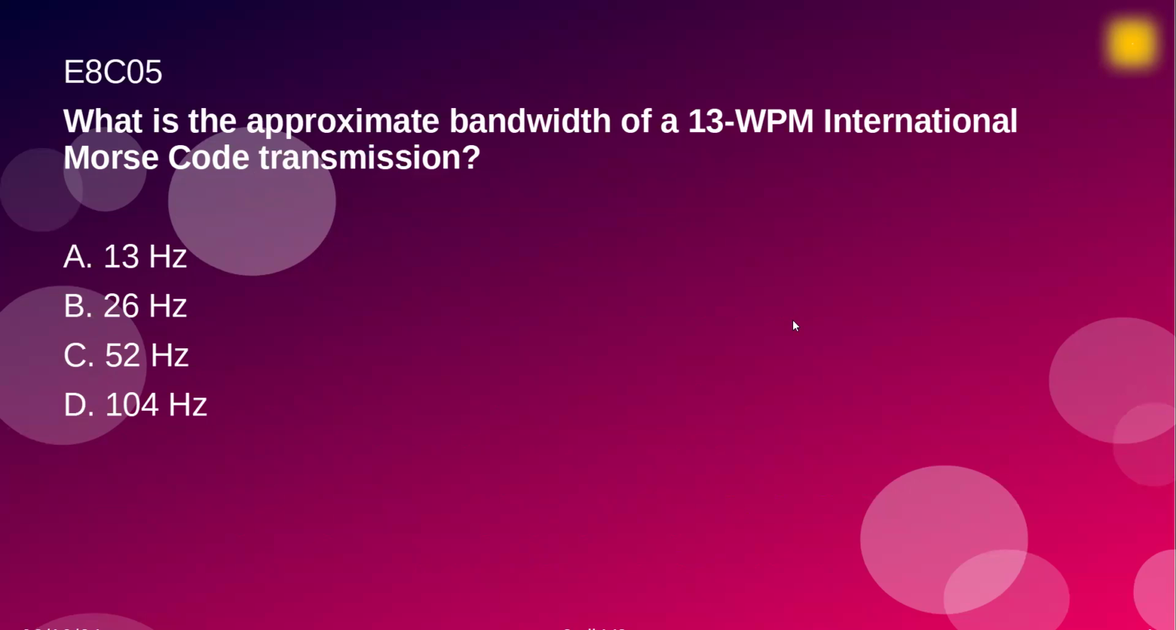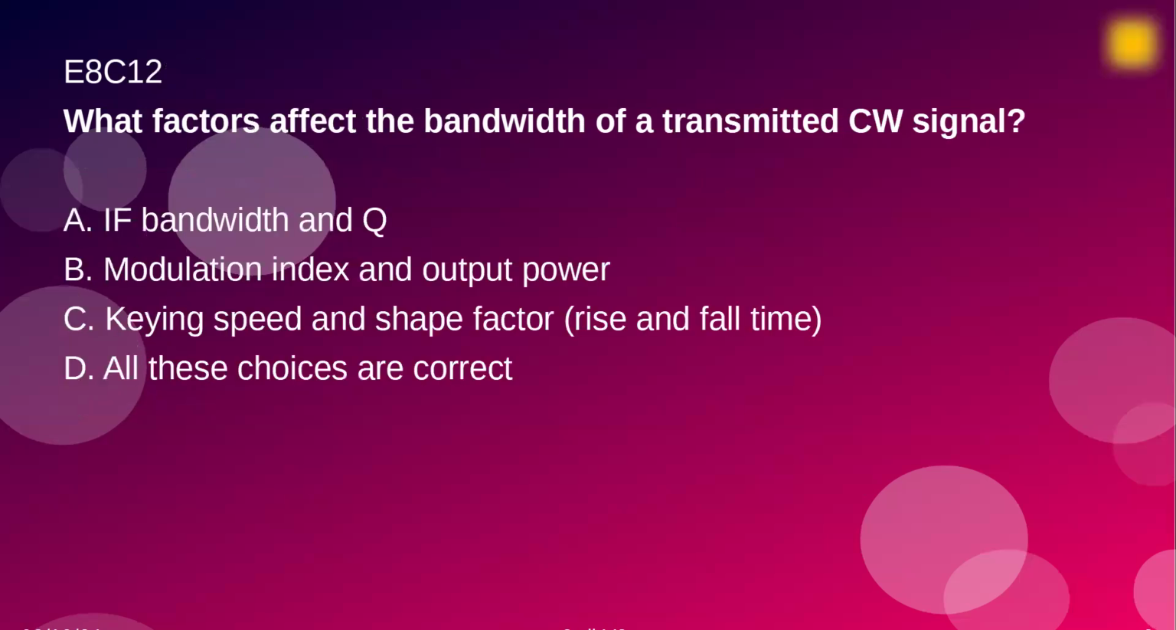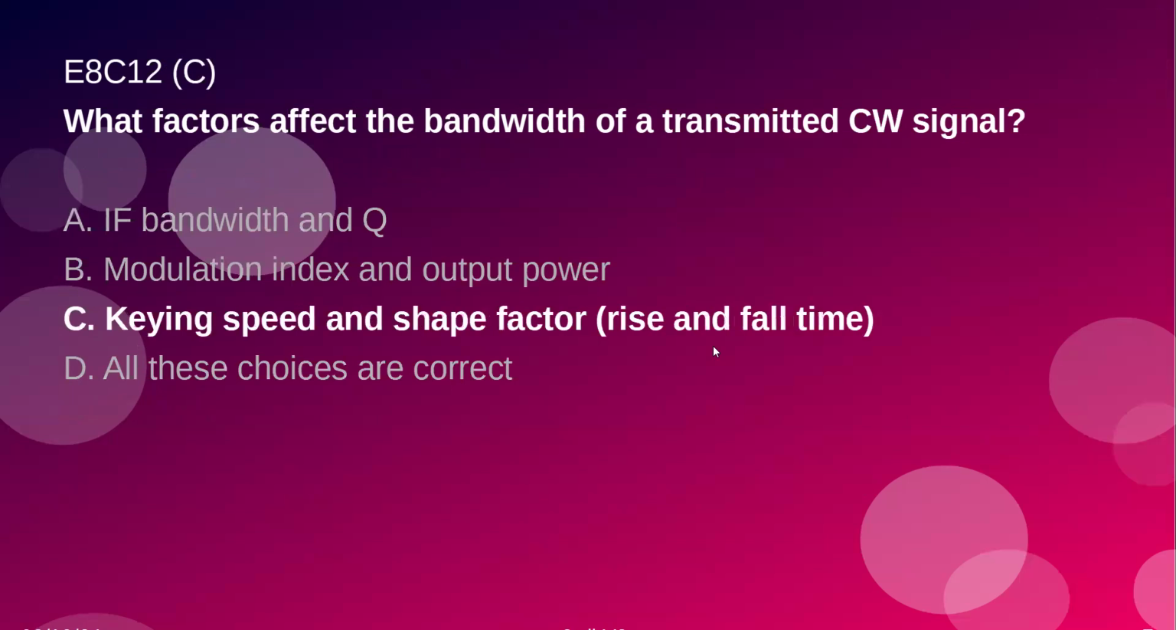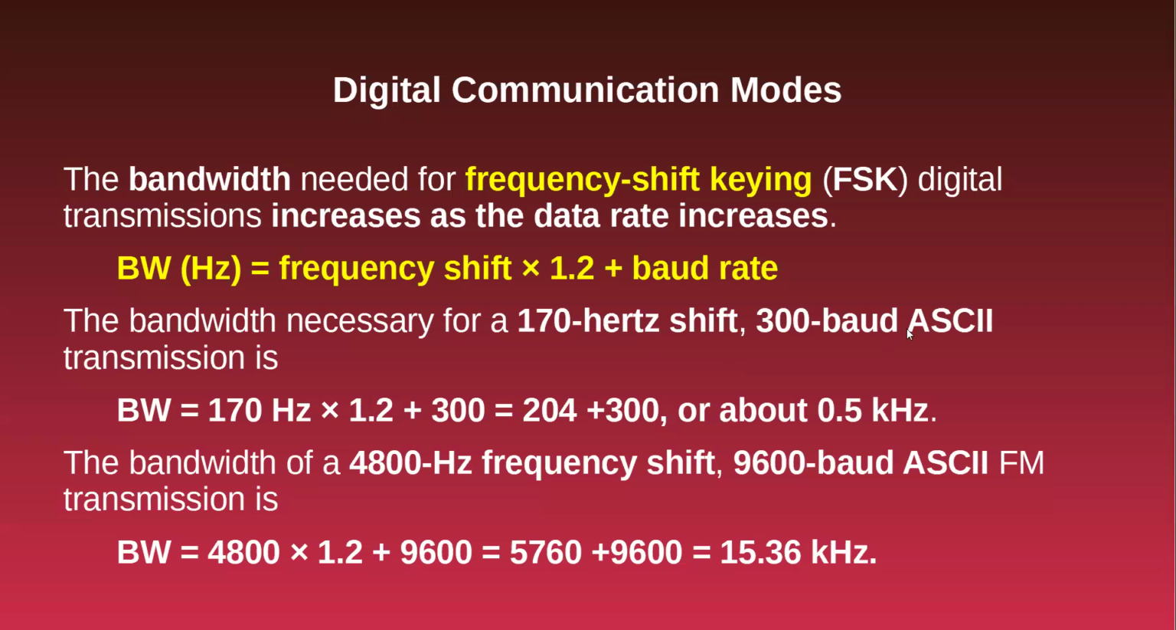Yeah, that's sending Paris 13 times a minute. That's the standard or the international word. Oh, really? What is Paris? Paris? Yeah. Because of the number of dots and dashes in it, and spaces. What factors affect the bandwidth of a transmitted CW signal? Yeah, you wouldn't think the shape factor, but it does.